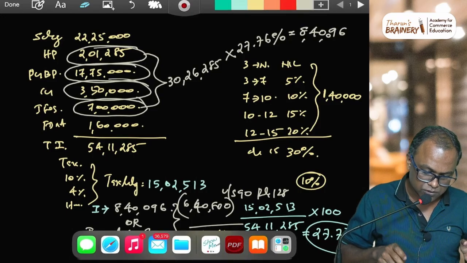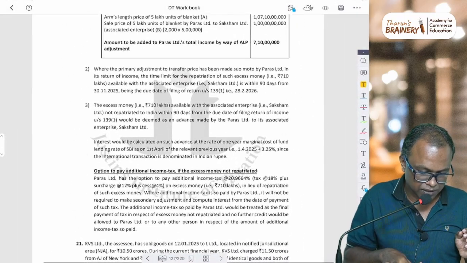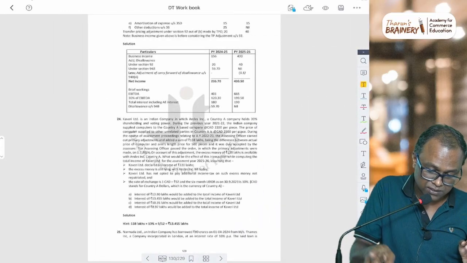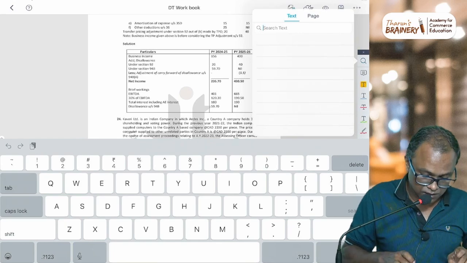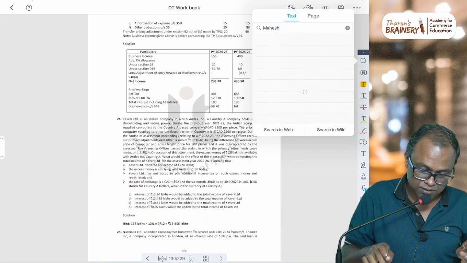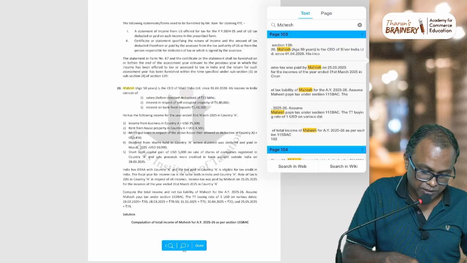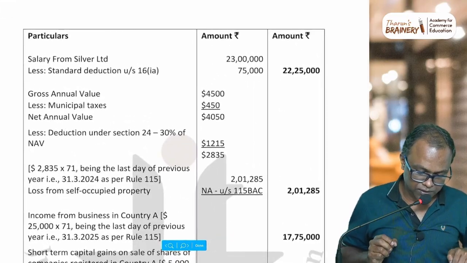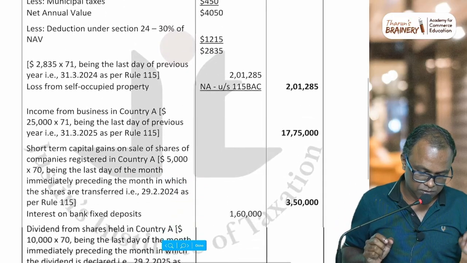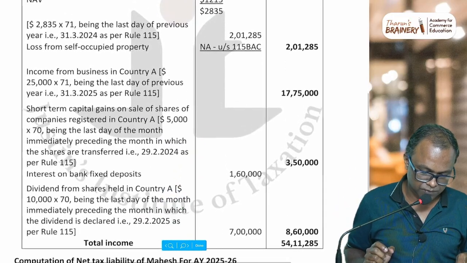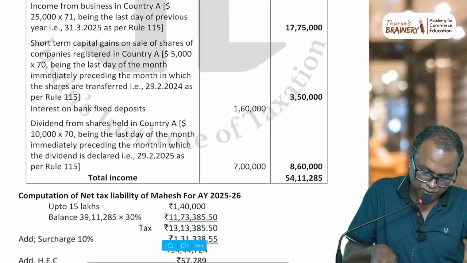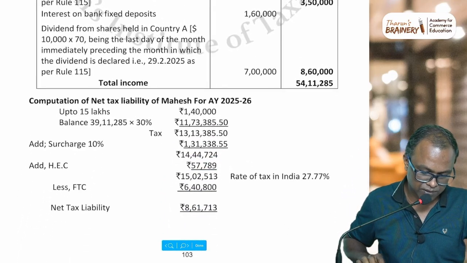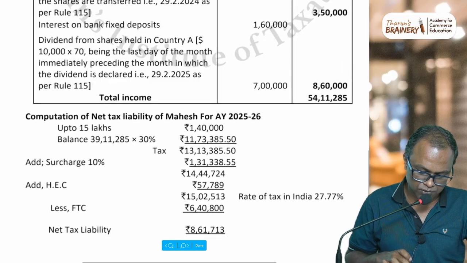Got it? So I will show you the printed solution. What is the name of that assessee? Mahesh. Yeah, Mahesh. So salary, house property, business income, then short term capital gain, total 54,11,285. So the final answer is 8,61,713, which will be rounded off to 710.